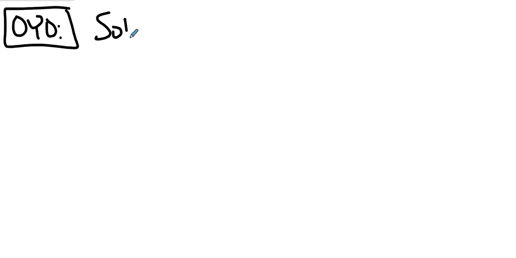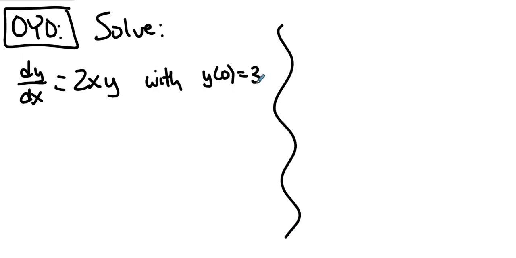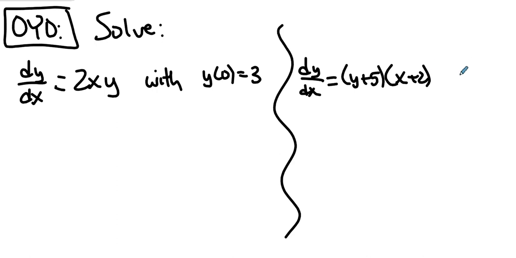A couple of things for you to consider once you click whatever the opposite of play is. Dy dx is 2xy with y of 0 equal to 3. That is to say, when x is 0, y is 3. And then the coup de grace here, like, whoa, with y of 0 equal to 1.